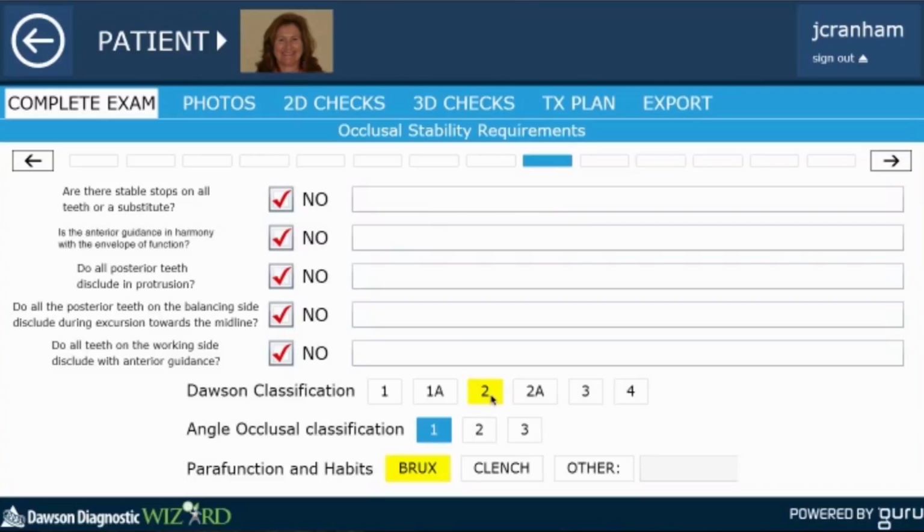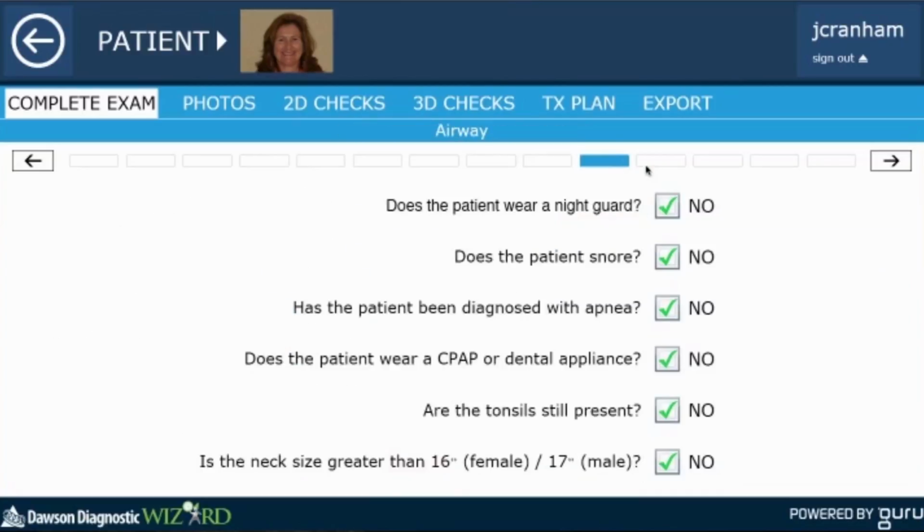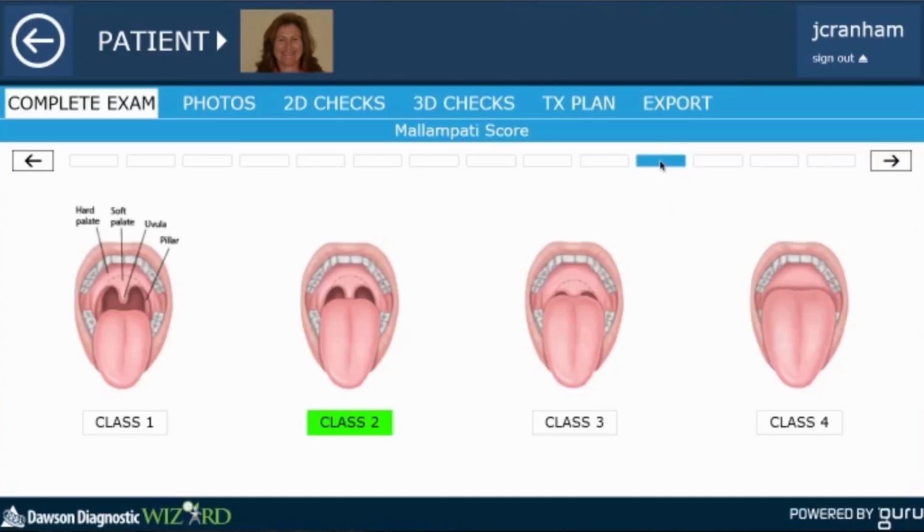So Dawson classification of 2, angle classification of 1, but does have some slight class 3 tendencies that we'll look at, and she bruxes. The other notation I should have made here is she's had one bicuspid removed on the right side of her mouth, which throws off her midline a little bit. No night guard use, doesn't snore, never been diagnosed with sleep apnea, doesn't wear any CPAP appliances, does not have her tonsils, and her neck is smaller than 16 inches for a woman.